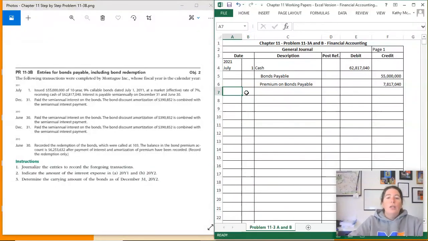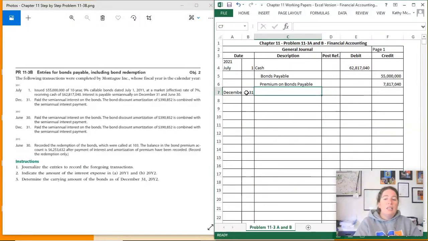Okay. So again, we're talking about December, so we need to fill in a new month. December 31st is our date. Now, it says paid the interest. So if we have paid something, that means we're going to be crediting cash. Okay, paid the interest.